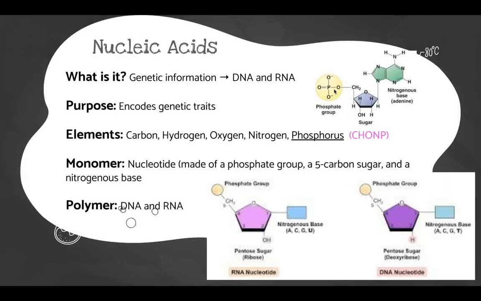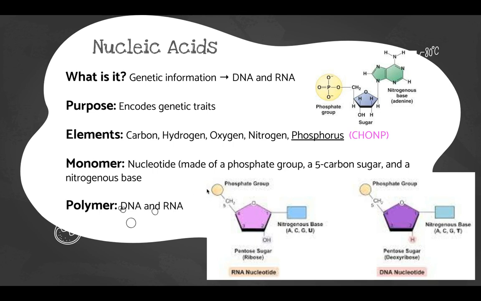Oops, I'm so sorry. Okay, so here is the basic structure of a nucleotide. The monomer, one piece of a nucleic acid, is a nucleotide. It's made of a phosphate group, a 5-carbon sugar, and a nitrogenous base. Now, nitrogenous sounds like an exotic, fancy word. It means it has nitrogen. You see this little N? Boom, nitrogenous base. Okay, phosphate, sugar, nitrogenous base. This whole thing is called a nucleotide. Lots and lots of nucleotides together can make up DNA and RNA. Okay, so that's the polymer, DNA and RNA.